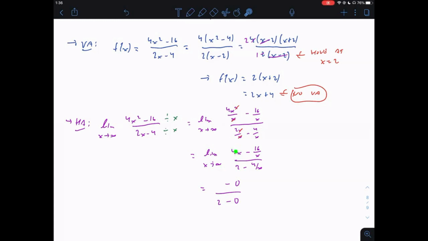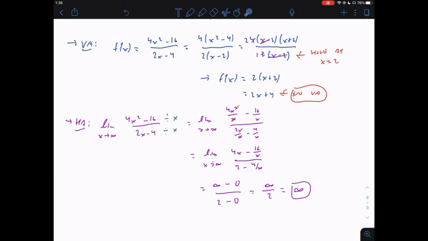What happens to 4x here as x keeps getting bigger and bigger? As x gets larger and larger and larger, 4x will also get larger and larger and larger. In other words, the limit of 4x as x goes to infinity is going to be infinity. So we're left with infinity over 2. And infinity divided by 2 is just infinity.